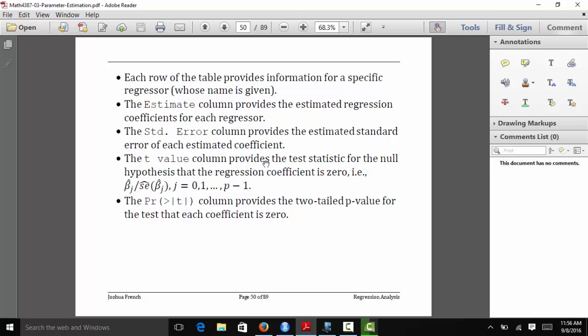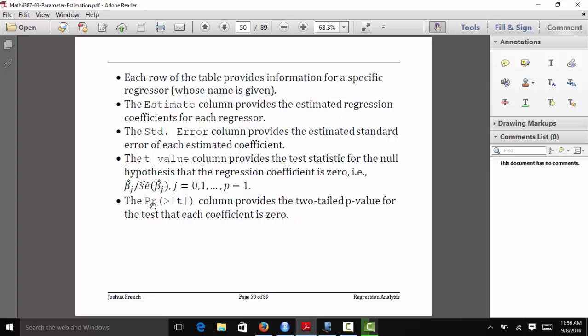We'll learn more about this in the next chapter, or maybe two chapters from now, when we're talking about inference. But if you want to do a hypothesis test related to a regression coefficient, to test that it's equal to 0, the test statistic that you would use is just the estimate over the estimated standard error. And so that's what's computed in that column. That t-value column is the test statistic, which is just the estimate divided by the standard error. And we can do that for all of the predictor variables in our model.